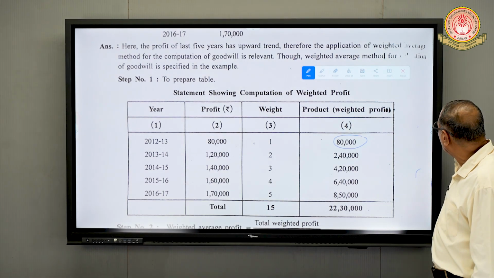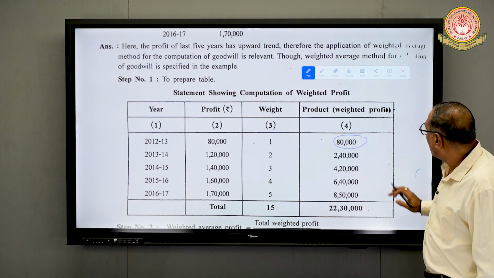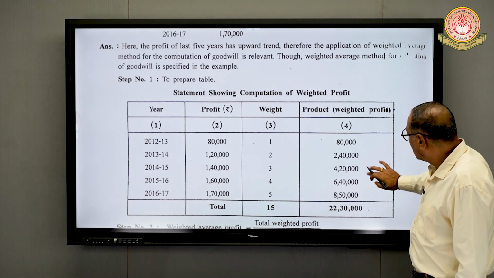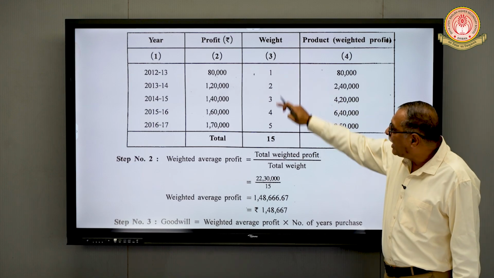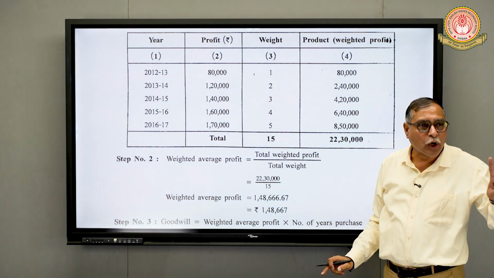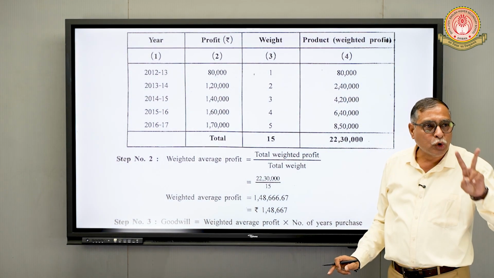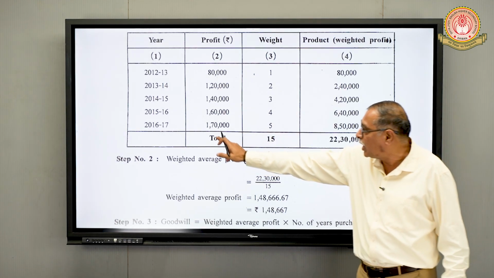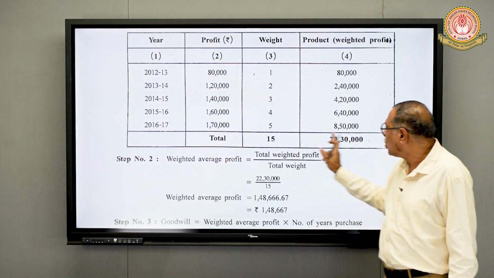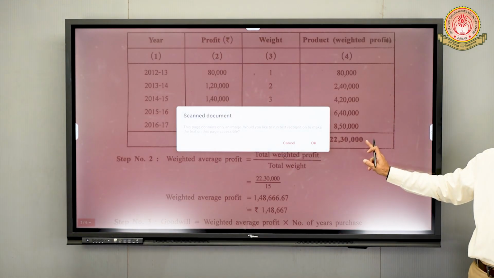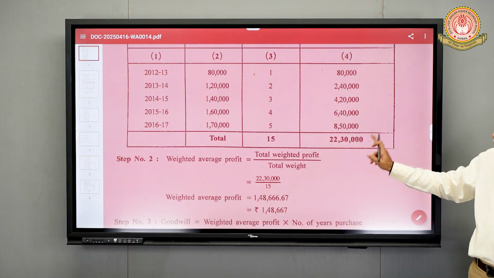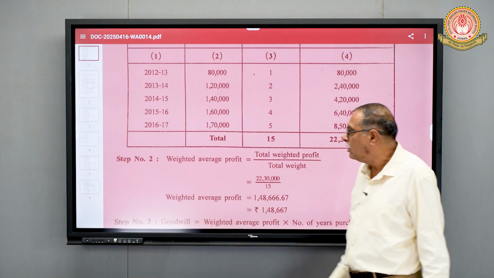That means you have to take the total. How you take the total then? See, you have to take this column total and the weight column total. Only 2 columns total is required. So you don't take any other column. This total is not required. Only these 2 column totals are required. So this product is 22,30,000. So now what is the formula for that?